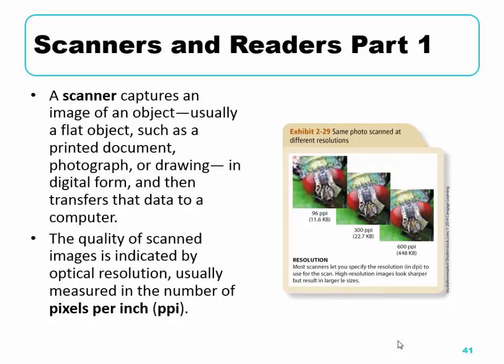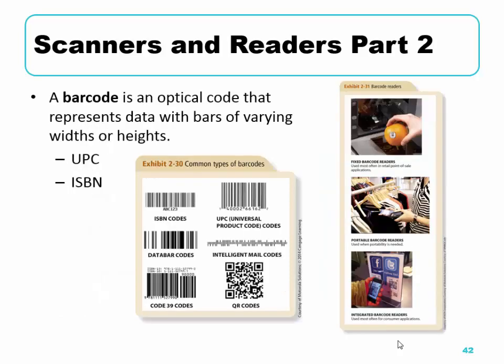Alright, a scanner captures an image of an object, usually a flat object such as a printed document, photograph, or drawing in digital form, and then transfers that data to a computer. The quality of scanned images is indicated by optical resolution, usually measured in the number of pixels per inch. A barcode is an optical code that represents data with bars of varying widths or heights. A lot of your smartphones now have these barcode readers where you can scan and it gives you information about the product.